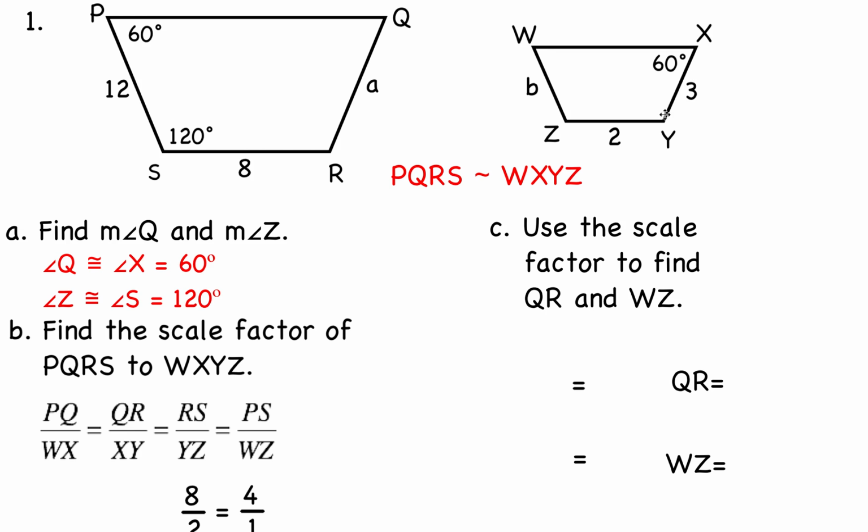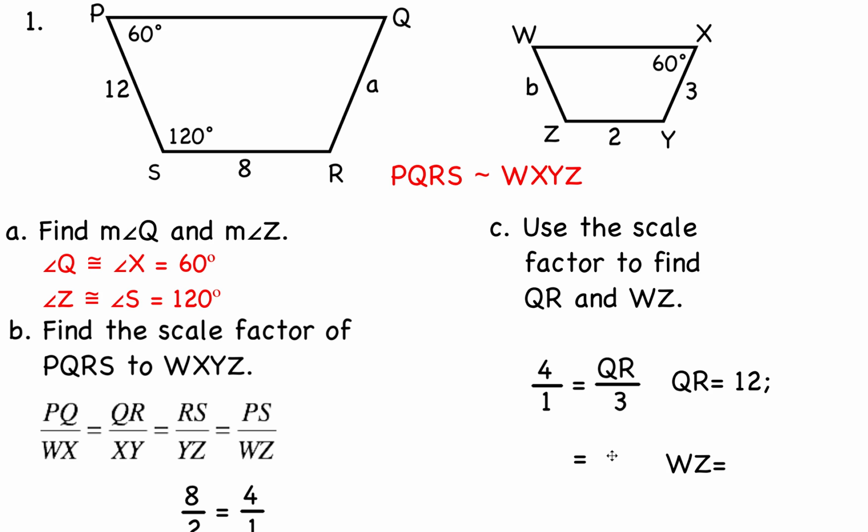QR corresponds to XY. So QR is to XY. Our scale factor is 4 to 1, and XY has a length of 3. So our scale factor is equal to QR to 3. Okay? So now we can cross multiply, and we get QR equals 12.